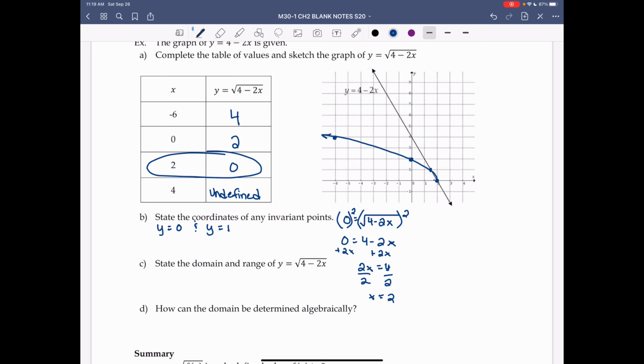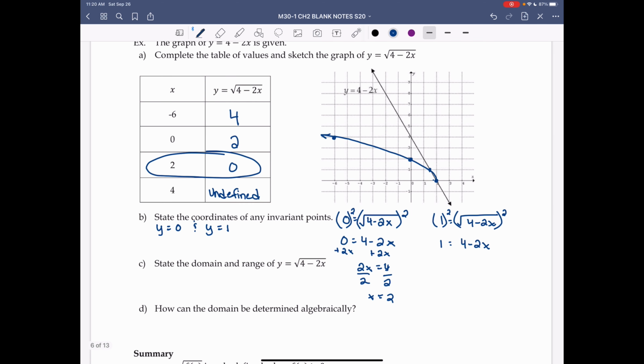And then we can do our second one, y equals 1. Square root of 4 minus 2x. Again, we need to square both sides. 1 squared is still 1. Next, I'm going to add 2x to both sides.